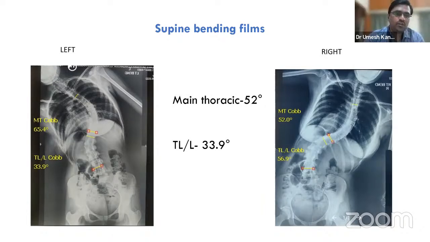But the degree of rotation is not changing, sir. Not changing much in the bending films also. Rotational anomalies of the vertebra are also not changing much on the supine bending films. So what do you infer out of that? So this is a structural curve. What are the components of structurality you want to define? Three things you want to look at. The rotational component, and the curve should be more than 25 degrees on bending films.